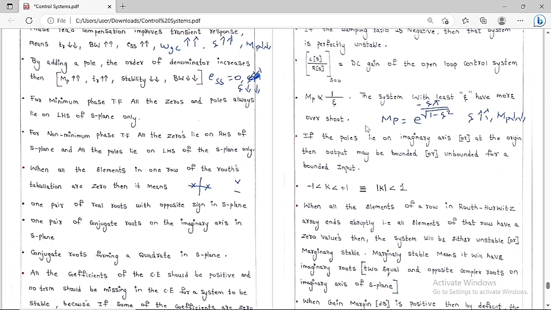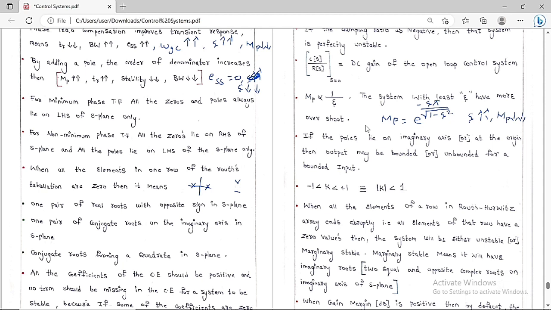Suppose the poles are present on the imaginary axis and they are not repeating, then what do we get? The impulse response will have a finite value as t tends to infinity. Therefore we can say this is a marginally stable system.